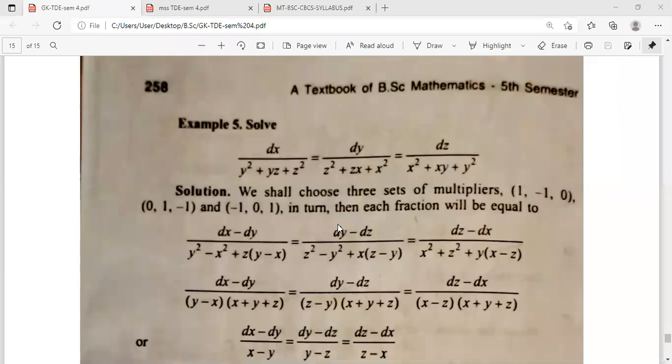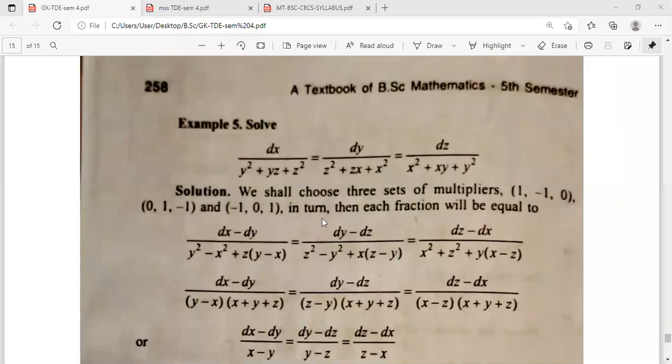Now the next one: solve dx by y square plus yz plus z square equal to dy by ... equal to dz by ... equal to some. Now you see, this is in a cyclic manner. Replacing y by z and z by x, yz becomes zx, and zx becomes xy, and x is replaced by y. I've already told you about the cyclic order in the sense of the basic unit vectors i, j, k: i cross j equal to k, j cross k equal to i, k cross i equal to j.